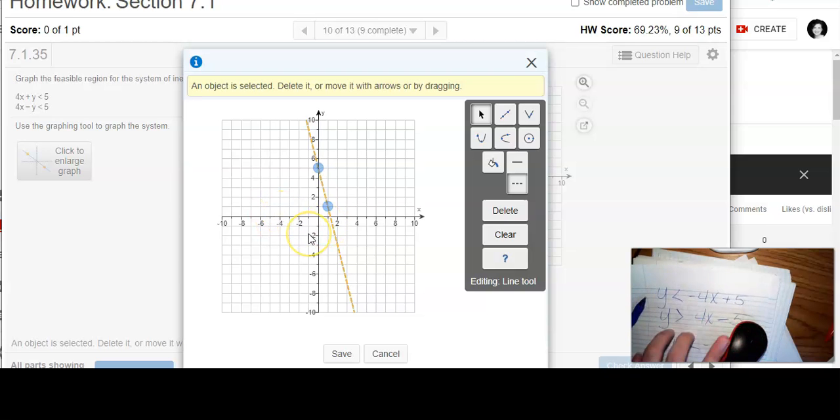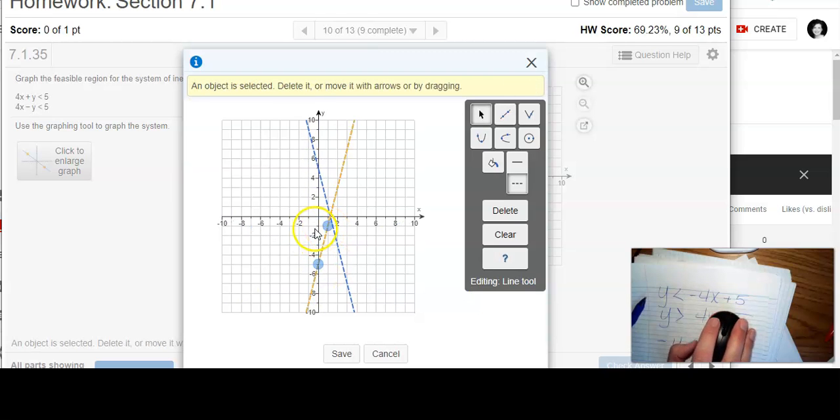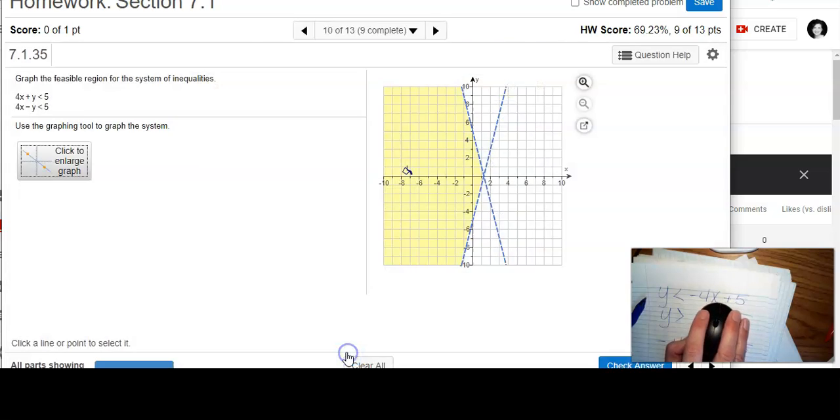On this one, I'm looking for a negative 5, dotted line, and then my slope is positive 4, so I need to go up 4 over 1. I know that y is bigger than that. So I'm going to grab 0, 0. I'm pretty sure 0, 0 is going to work on both of them. Is 0 plus 0 smaller than 5? Yes, it is. Is 0 minus 0 smaller than 5? Yes, it is. So everything in that region is going to work.